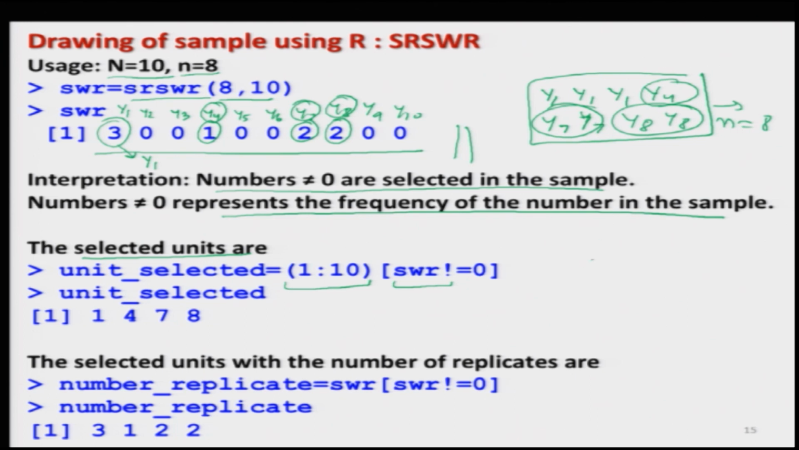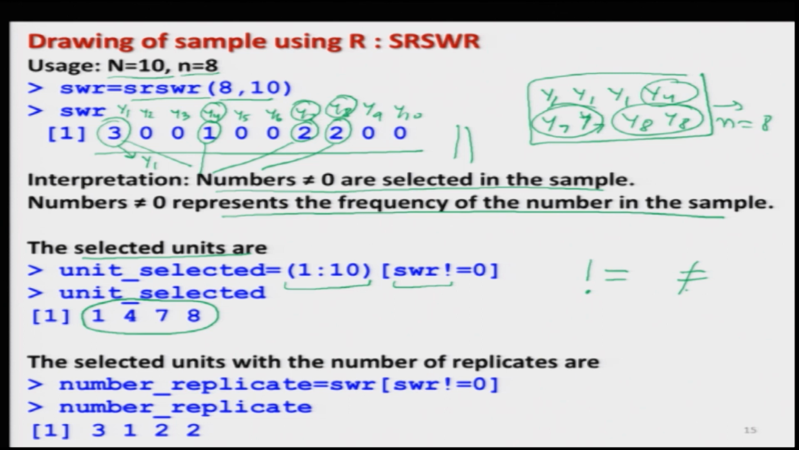If you remember, the negation sign is given by the exclamation sign and the equality sign, that means not equal to 0. Now from this SWR vector, it is trying to say that these values 3, 1, 2 and 2 are not equal to 0, and that is what it is giving me here: the corresponding units 1st, 4th, 7th and 8th are selected.